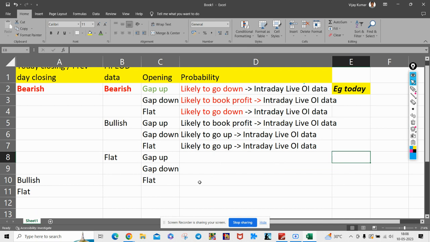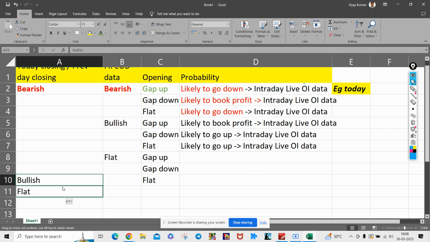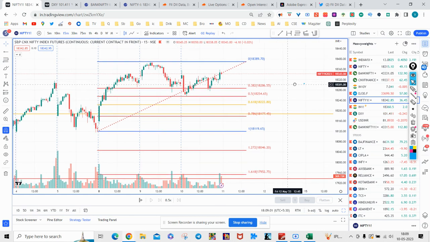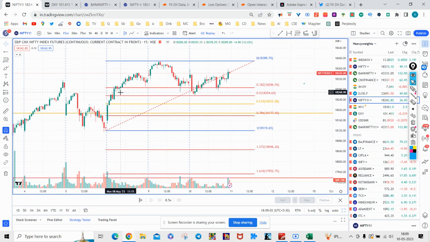So there was one bullish example, like the day before yesterday. When you talk about the day before yesterday, see, this is the case. You see that the market starts here and it closes towards the top.